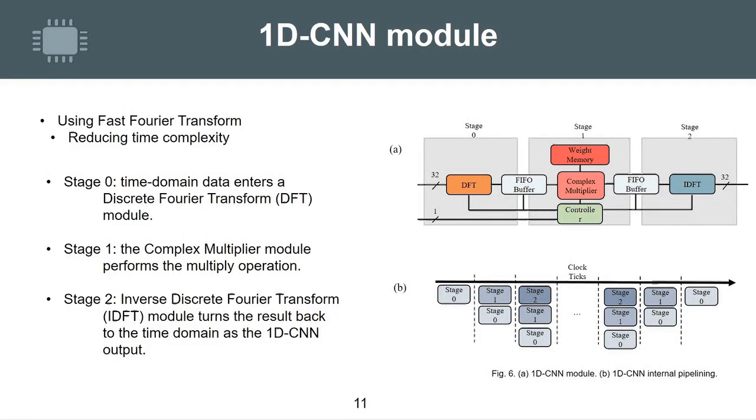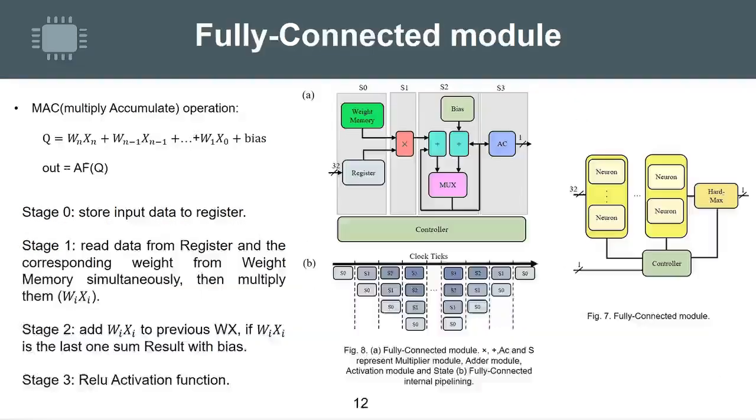Stage zero: data in the time domain comes to the DFT module to convert to the frequency domain. At stage one, data is read from buffers, the corresponding weight is read from the weight memory, and they are multiplied. Stage two: data in the frequency domain is converted back to the time domain. The fully connected module is used to predict trends based on the input features.